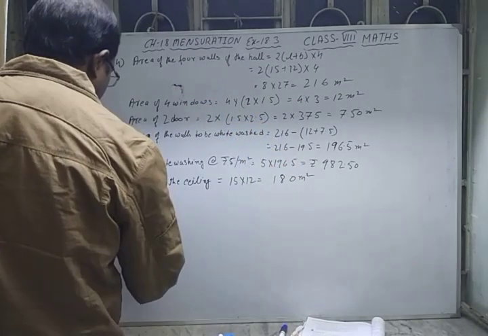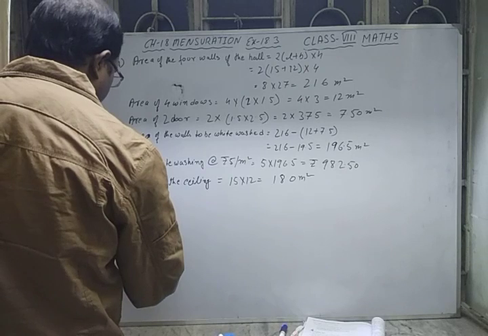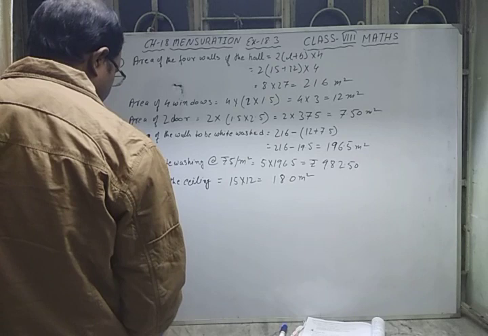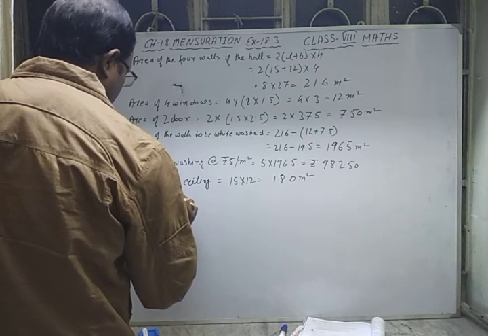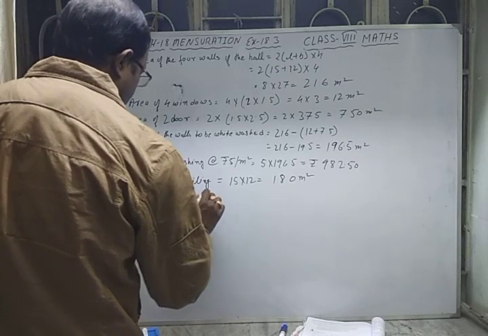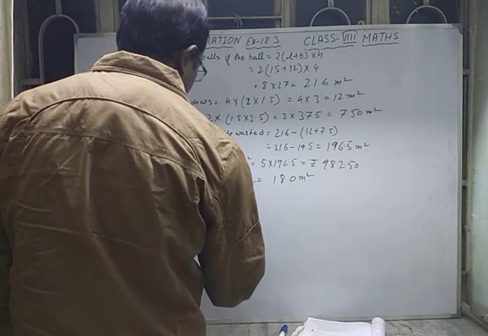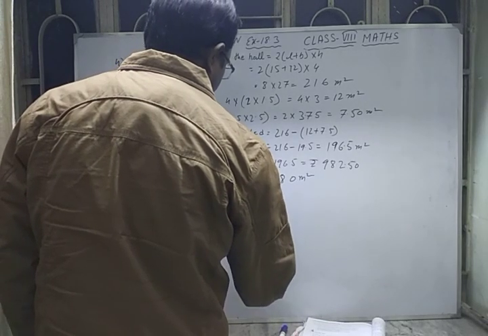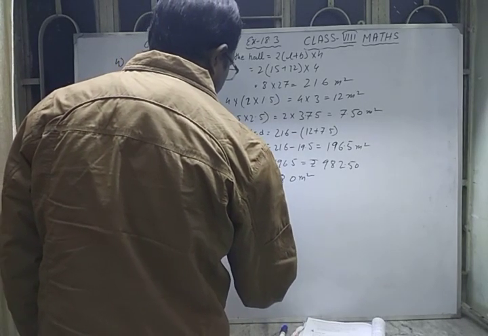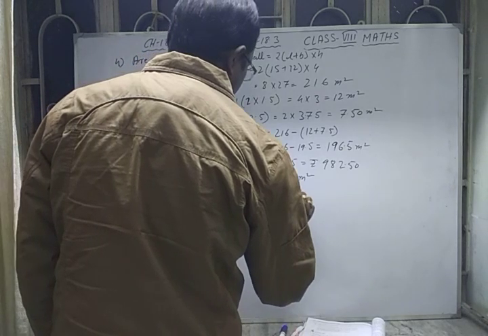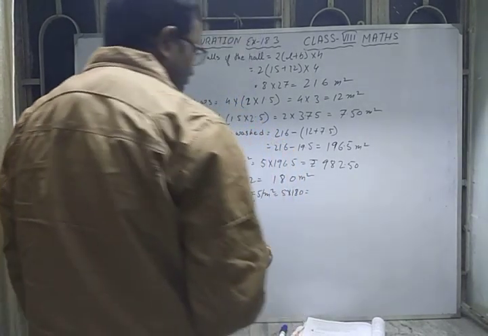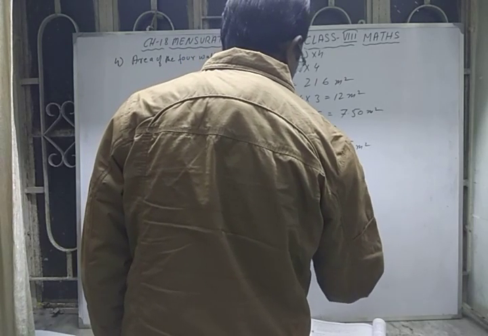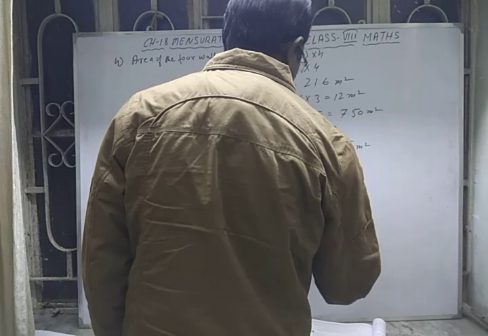Now the cost of whitewashing the ceiling, again at the rate of rupees 5 per meter square, is equal to 5 into 180. That is equal to 0, 5 eights are 40, so 900 rupees.